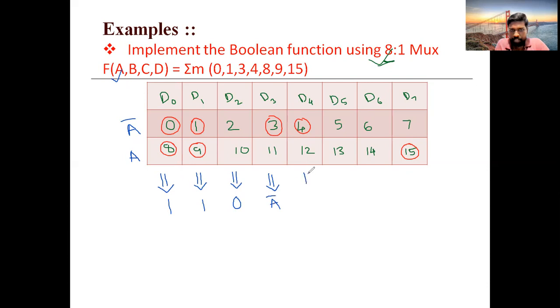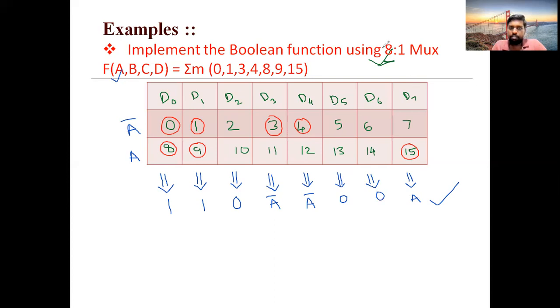And what is the answer for D4? Same, A bar. And what is the answer for D5? None of them is rounded, so you will get the answer as 0. And what is the answer for D6? None of them is rounded, so you will get 0. So what is the answer for D7? Only one is rounded. That answer is A. So like that, you need to find all the 8 answers. You got the answers like 1, 1, 0, A bar, A bar, 0, 0, A.